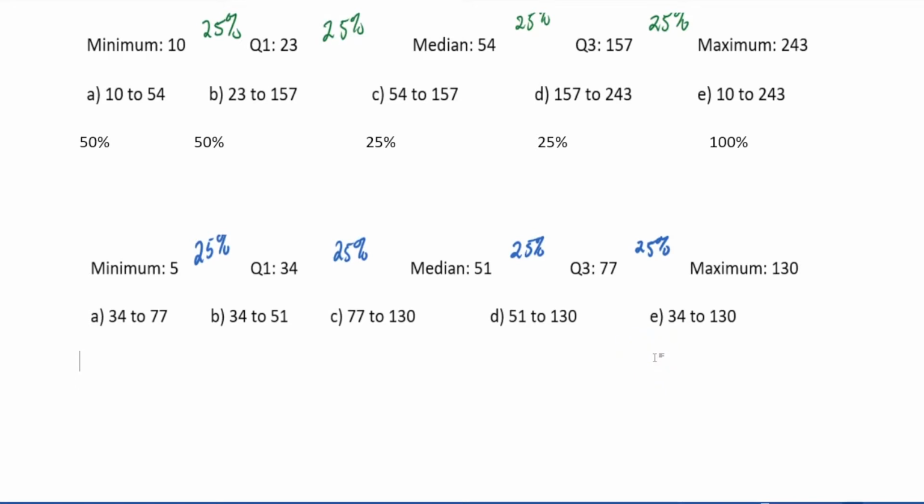Good. So 34 to 77. I'm starting at 34. I make 1, 2 jumps. So there I'm going to have that 25 plus 25, so we'll get 50% there. I started here at 34, and I made my jump, 1, 2 jumps to get to 77. 25 plus 25 gave me 50. 34 to 51, we're just looking at 1 jump there, so that's going to be 25%.